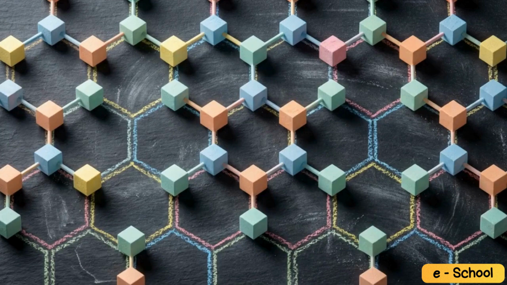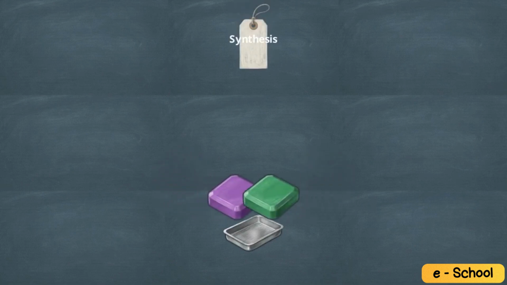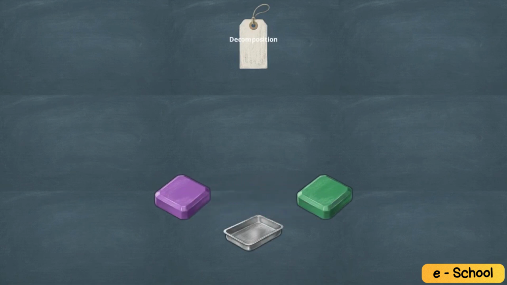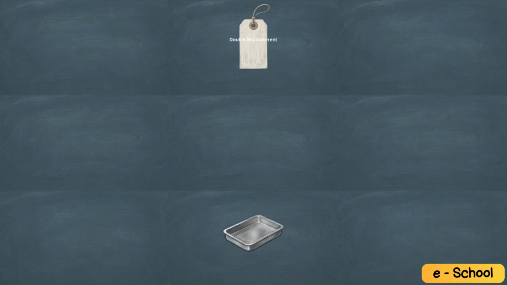Chemistry relies on a predictable system of pattern recognition. Step 1 is identifying the 6 structural patterns. In a synthesis reaction, 2 simple elements merge into one compound. Decomposition is the reverse. A single compound breaks down into separate elements. Single replacement occurs when a reactive element replaces a specific part of an existing compound.